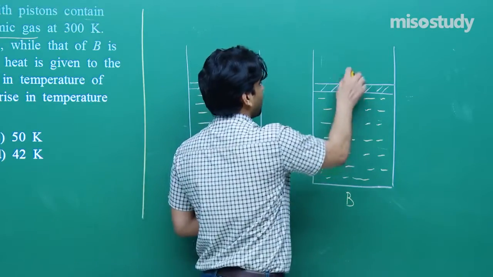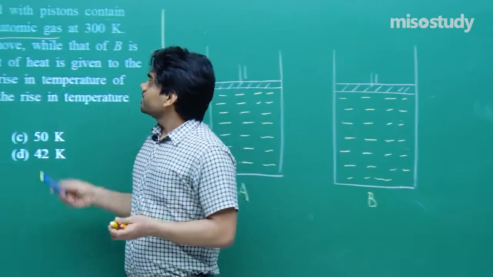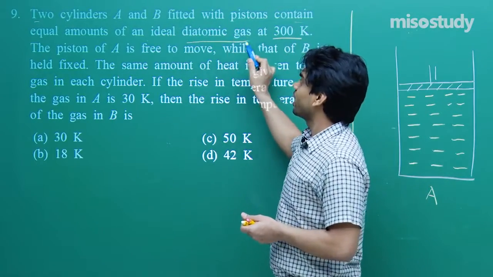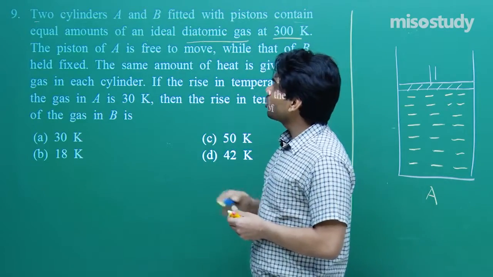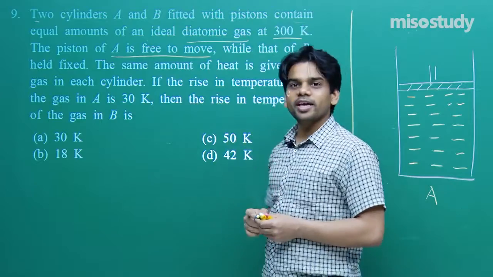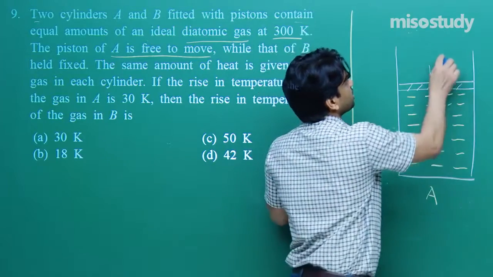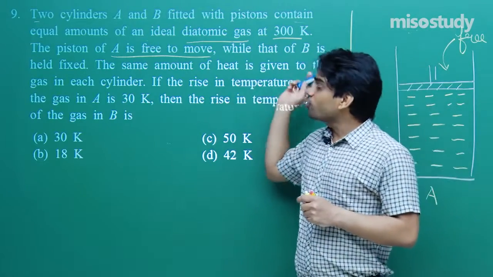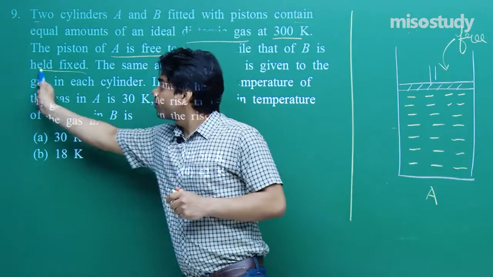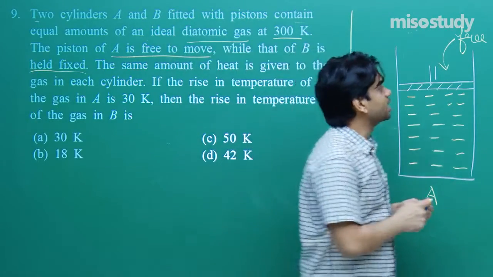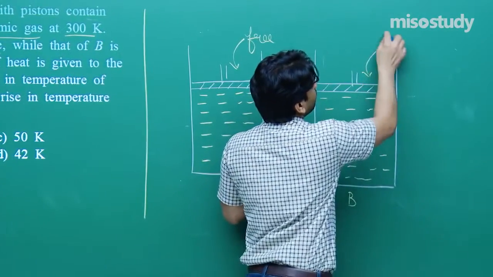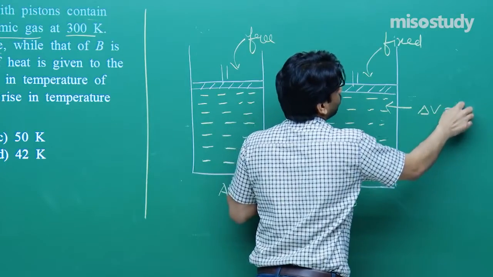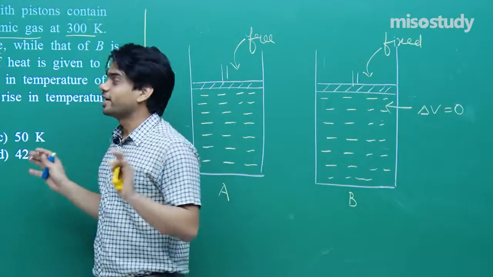Now you see what is required in the question. Two cylinders A and B fitted with pistons contain equal amount of an ideal diatomic gas at 300 Kelvin. The piston of A is free to move. This can freely move. Next, while that of B is held fixed. B is held fixed, that means its volume will remain constant. Delta V is equal to 0, volume will never change, it's fixed. That's why I have written delta V is equal to 0.